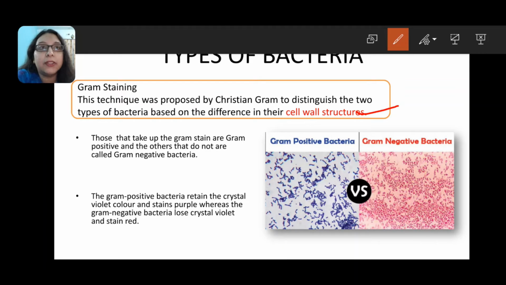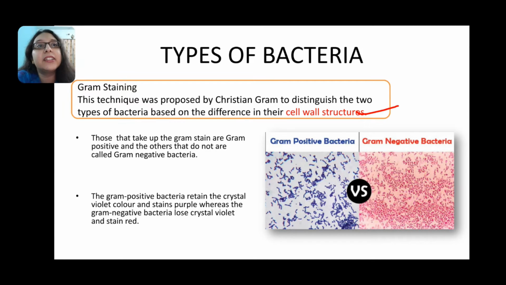For example, look at this picture over here. The gram positive bacteria, they are taking up a violet color, and the gram negative bacteria have taken up a red color. Why is it so? Because in the gram positive bacteria, the stain has been able to enter into the bacterial cell, whereas in the gram negative bacteria, the gram stain has not been able to be absorbed inside the cell. That is why there is this difference in the staining procedure.